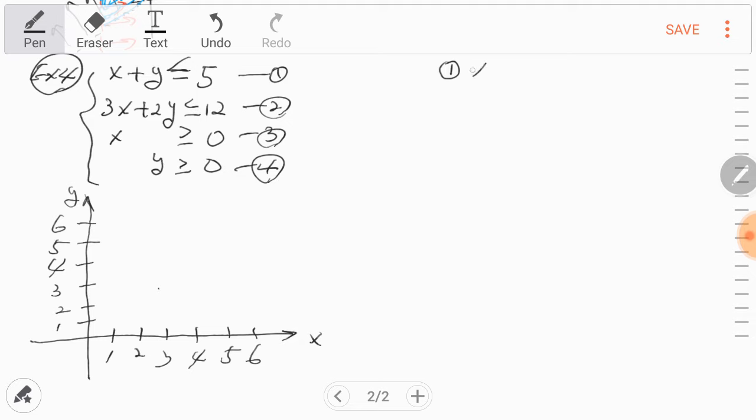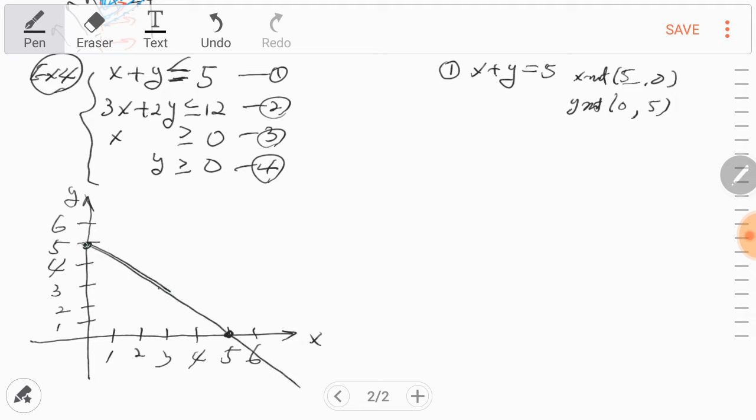Okay, the first one is x plus y is less than or equal to 5. Then the line's x-intercept: set the y value to 0, then x equals 5. The y-intercept: set the x value to 0, then y equals 5. Then draw a line connecting these 2 points. Since the inequality has an equal sign, I will draw a straight, solid line.